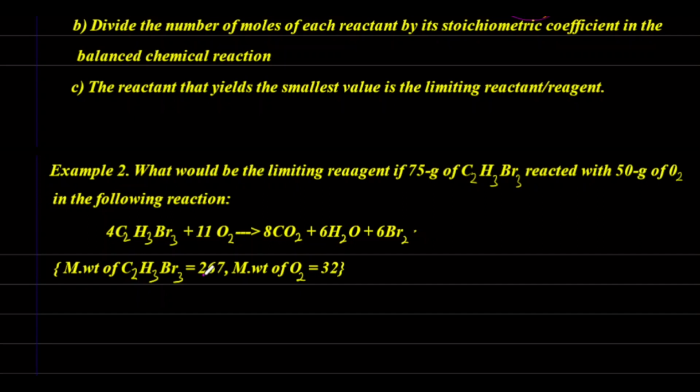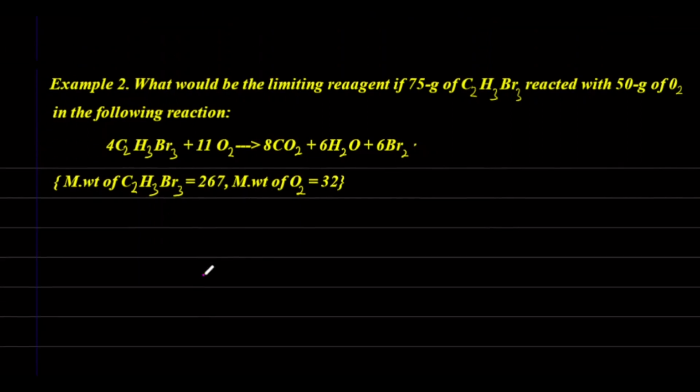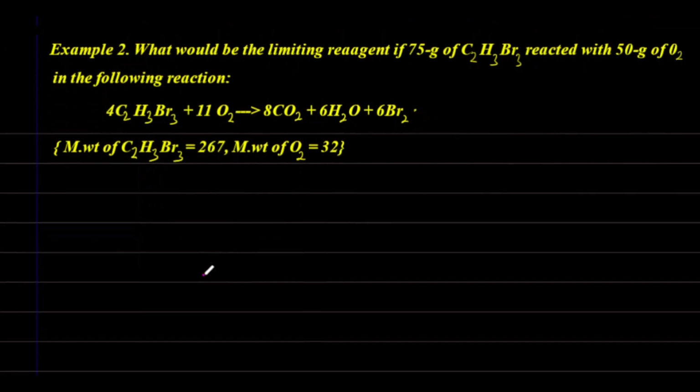The next thing is that we need to convert their masses to mole by saying number of mole equals mass over molar mass. Let's label the first reactant as 1 and the second as 2. So that means N1 becomes mass over molar mass or molecular mass. In that case, the mass of the first reactant is 75 divided by its own molar mass, which is already calculated and given as 267, so we get its number of mole.